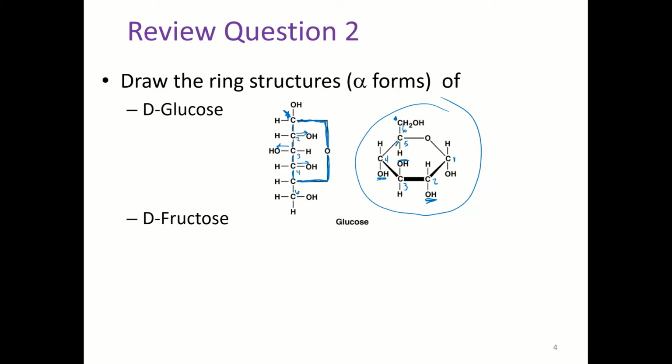Okay, let's try fructose. Fructose is a little bit different because it is a ketose. So let me try to draw the Fischer projection without screwing up. So CH2OH at carbon 1. Carbon 2 is the ketone. And we have carbon 3, 4, 5, and 6. And carbon 6 is CH2OH. The pattern, again, is left, right, right.